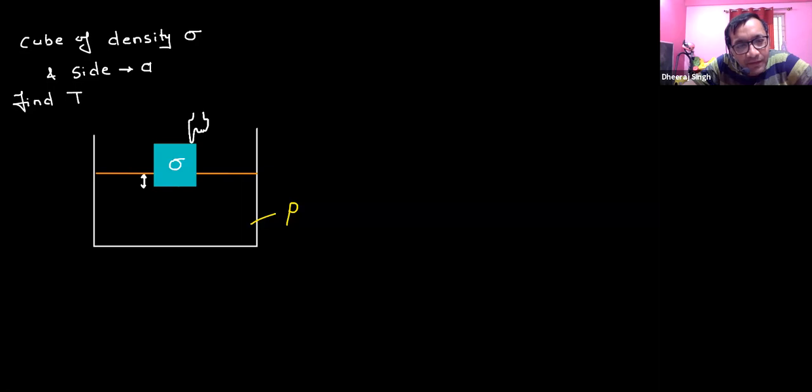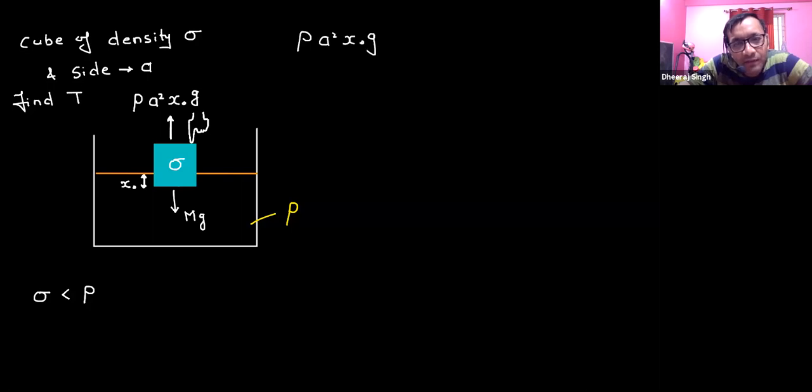Initially, it will be submerged by a distance of, let's say, x naught. And because it is floating, sigma has to be less than rho. Did anybody get x naught, how much it is submerged? All you have to do is equate the gravity force and the buoyant force. Buoyant force is rho times volume, a square x naught, into g. So rho a square x naught g minus mg, which is sigma a cube g, since sigma a cube is mass, is equal to zero. So x naught is sigma a by rho.